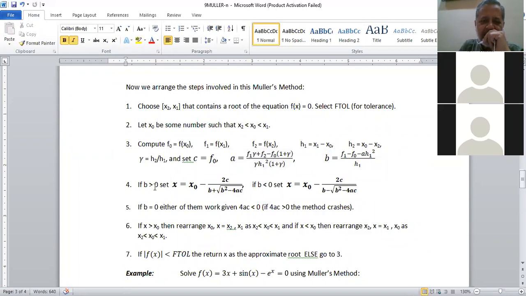And if b is positive, set x is equal to x naught plus 2c divided by b plus the positive square root. If b is negative, set x is equal to x naught minus 2c divided by b, खुद negative है, अंदर इसके negative sign है, so minus square root. So x has to be calculated either using this expression, or using this expression, depending on if b is positive ये expression इस्तेमाल करें, if b is negative ये expression इस्तेमाल करें. Now if b is 0, इनमें से कोई भी इस्तेमाल किया जा सकता है.